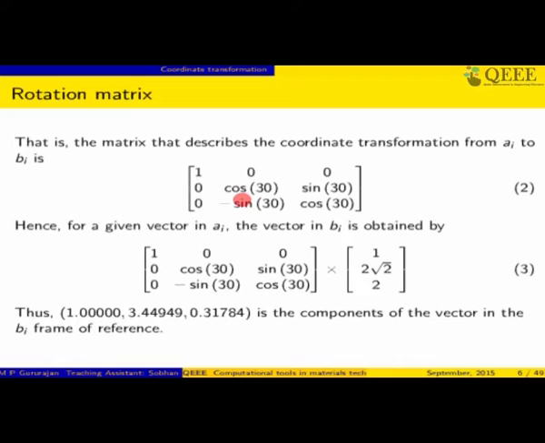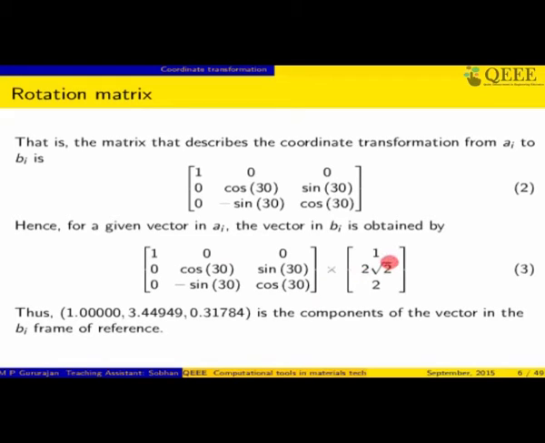So the matrix that describes the coordinate transformation from Ai to Bi is 1 0 0, 0 cos 30 sin 30, 0 minus sin 30 cos 30. Sometimes you would have seen this. A rotation matrix is defined with respect to the axis about which you are rotating. It will have just 1 and zeros, and depending on the angle by which you rotate, you will get cos theta, sin theta, minus sin theta, cos theta. So this explains how that comes about.